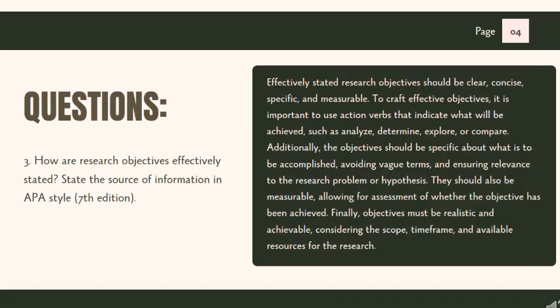Question number 3. How are research objectives effectively stated? Effectively stated research objectives should be clear, concise, specific, and measurable. To craft an effective objective, it is important to use action verbs that indicate what will be achieved, such as analyze, determine, explore, and compare. The objective should be specific about what is to be accomplished, and it also ensures relevance to the research problem or hypothesis. It must also be measurable, realistic, and achievable.